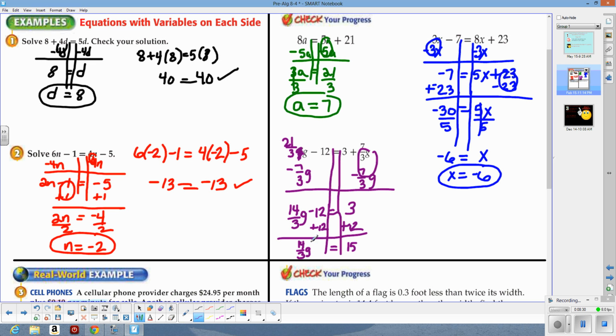when you have a fraction attached to the variable, the quickest way to get rid of that is to multiply by the reciprocal. So we're going to multiply by 3/14. And I'm going to multiply the other side by 3/14 as well. I'm going to write the 15 as a fraction by putting it over 1. I just wrote down the wrong thing, not 13/14, 3/14.